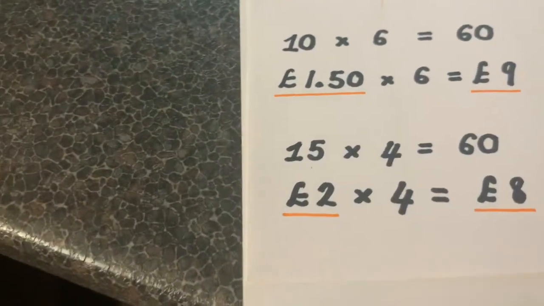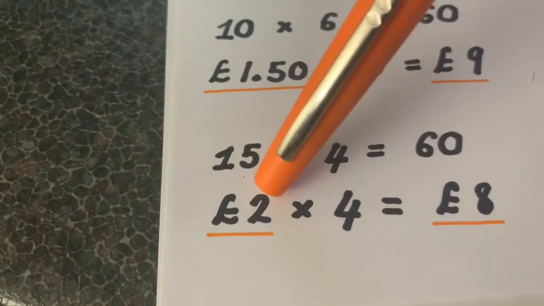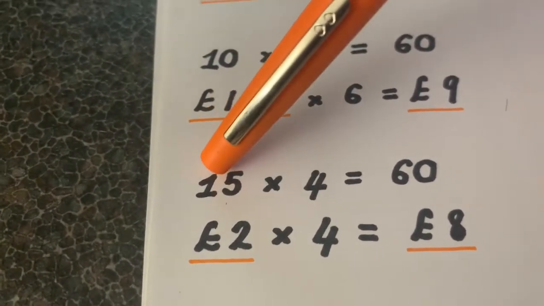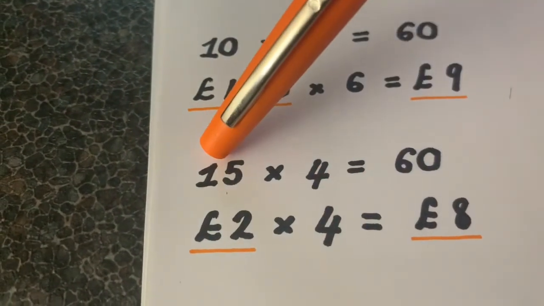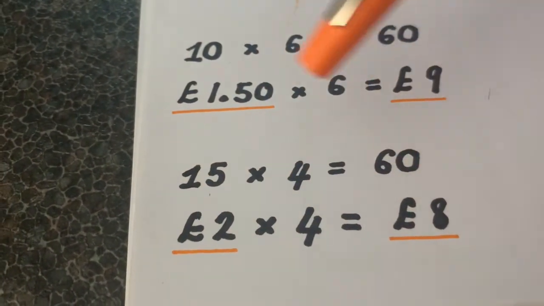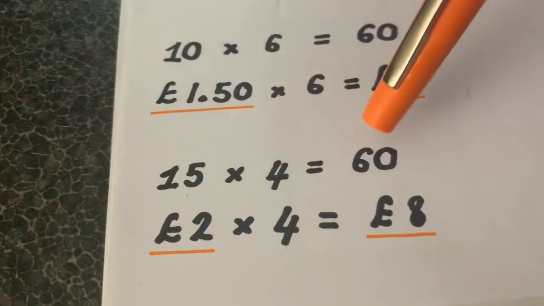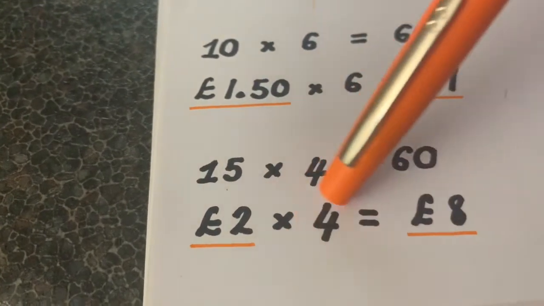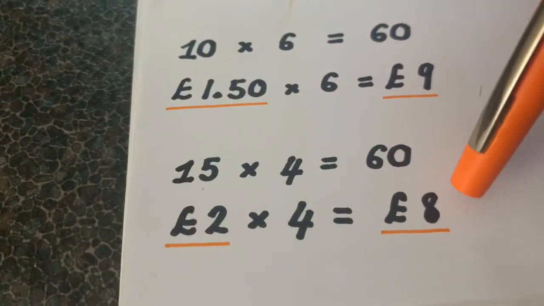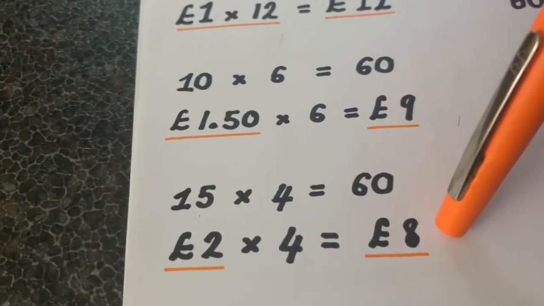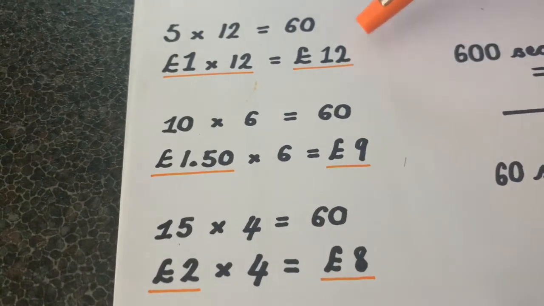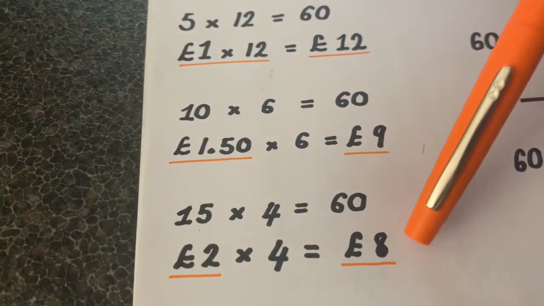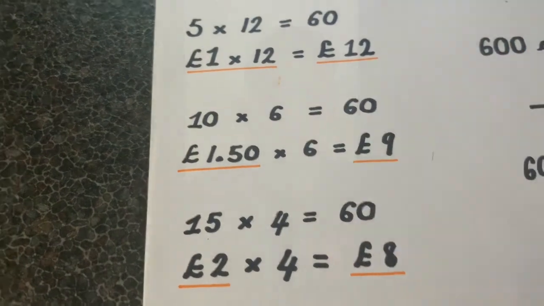And last but not least, we've got Lucy. Now we know that Lucy raises £2 for every quarter of an hour, or every 15 minutes. Now we also know that 4 lots of 15 equals 60. So 15 minutes times 4 is equal to 60 minutes, or 1 hour. So again, £2 times 4 is equal to the amount that Lucy raises in an hour, which is £8. So now we can clearly see that Ben raises the most, Michael raises the second largest amount, and Lucy raises the least amount of money.